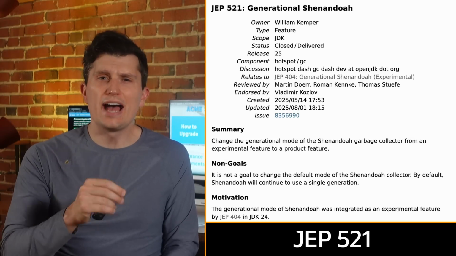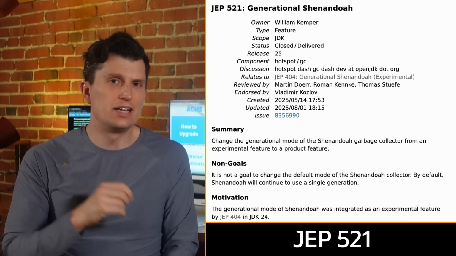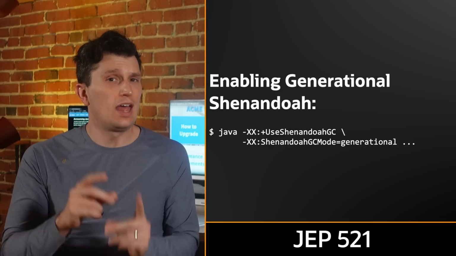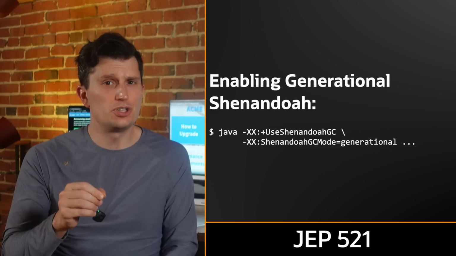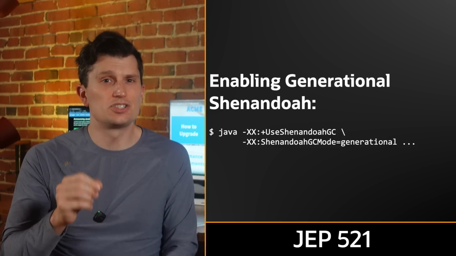Generational Shenandoah has been made a final feature in JDK 25 as well. If available on your JDK, it can be enabled with the JVM args +UseShenandoahGC and ShenandoahGCMode=generational.